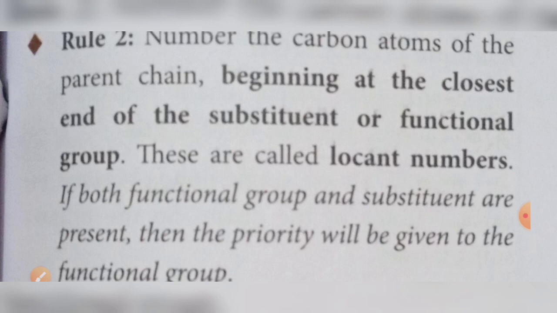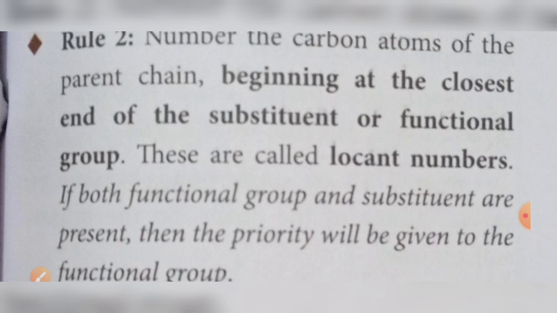If the second carbon or third carbon has the substitution, then from right to left it will be the first carbon, and you take that one. Suppose from left to right it is the second carbon, then only that you must take. The carbon closest to the end, which bears the substituent or the functional group, gives the numbers called locant numbers.